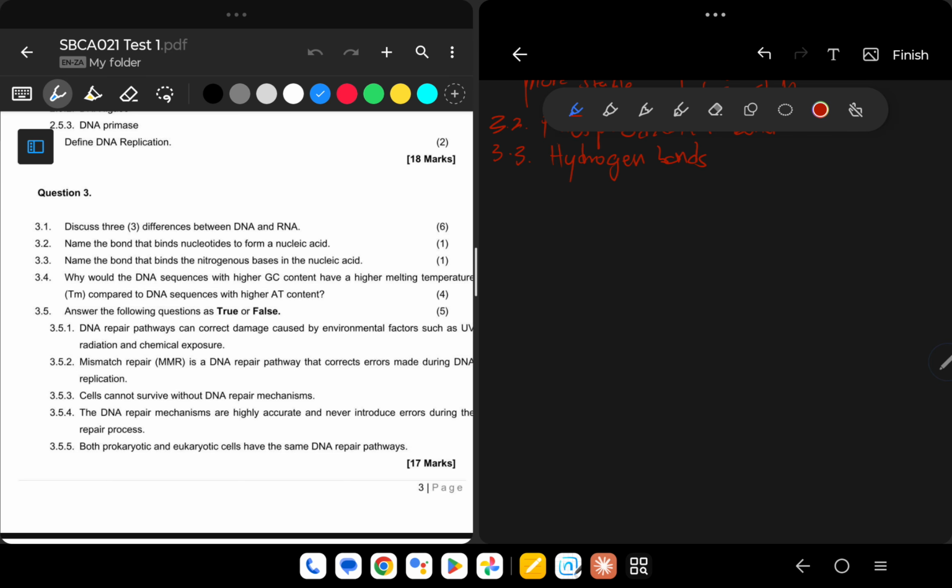Moving on to 3.4, here we have to explain, and it has 4 marks. This means we must have about 4 points when we explain. They say: why would a DNA sequence with a higher guanine cytosine content have a higher melting temperature compared to DNA sequences with a higher adenine thymine content? This is basically because of the number of hydrogen bonds between the nitrogenous bases.